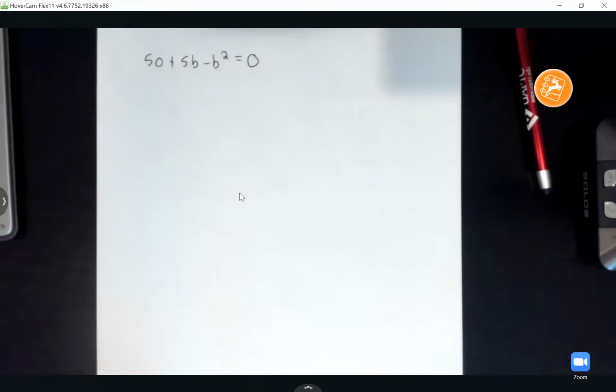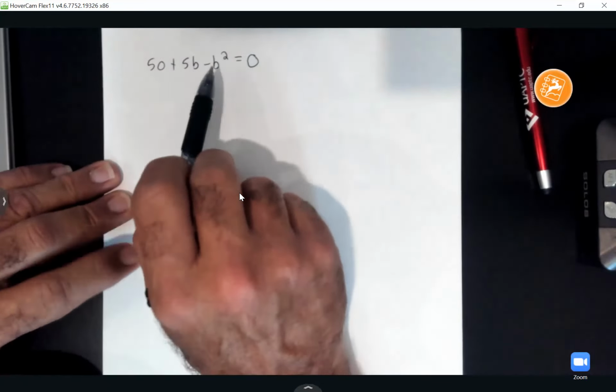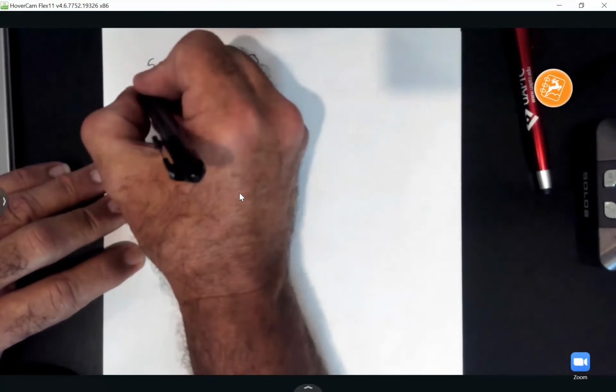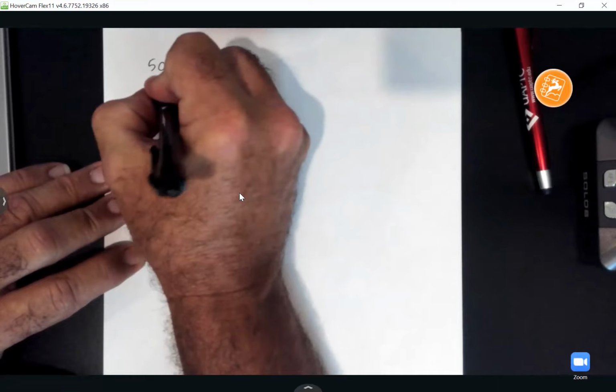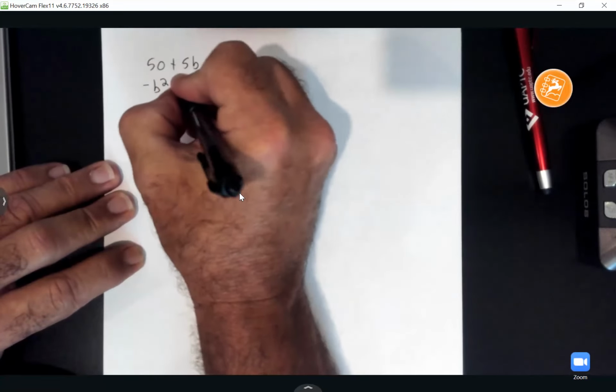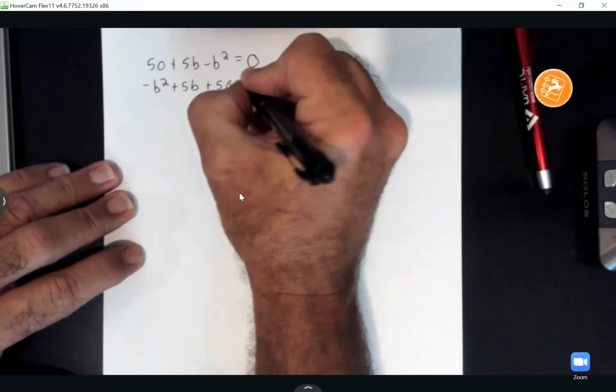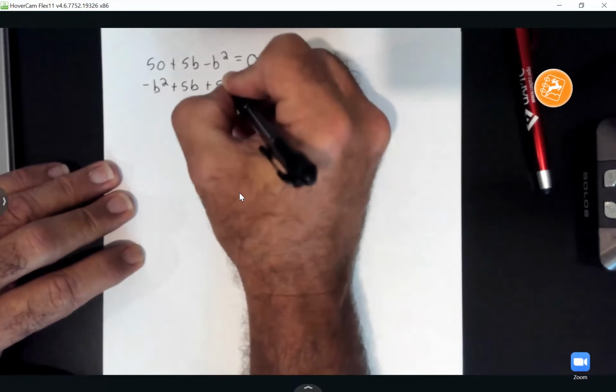Now, the first thing I would do to that, I would put this thing in the right order. I'm going to put my b squared first, so it's a negative b squared. Then I'll put my plus 5b, then I'll put my plus 50 and set all this equal to 0.